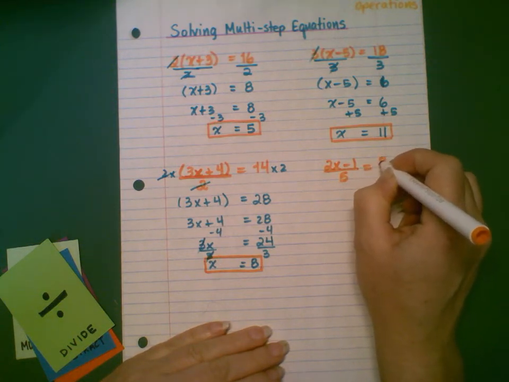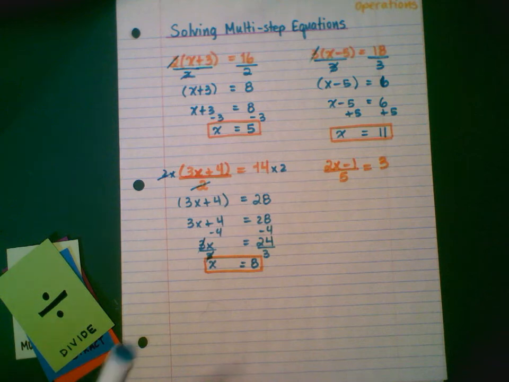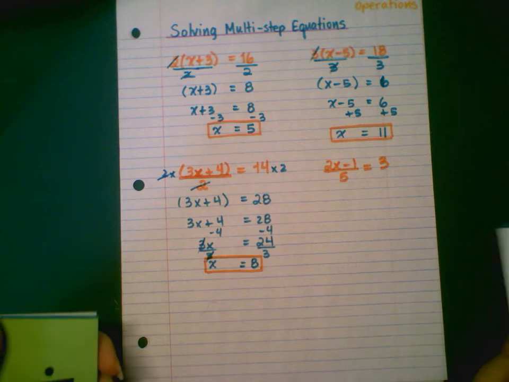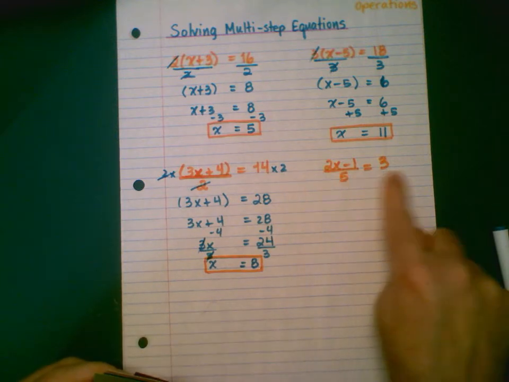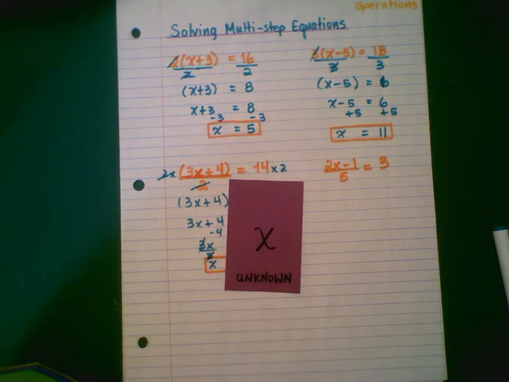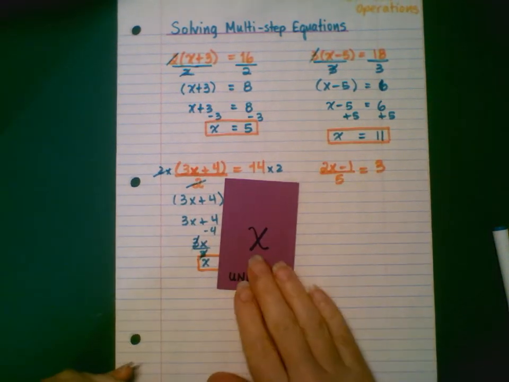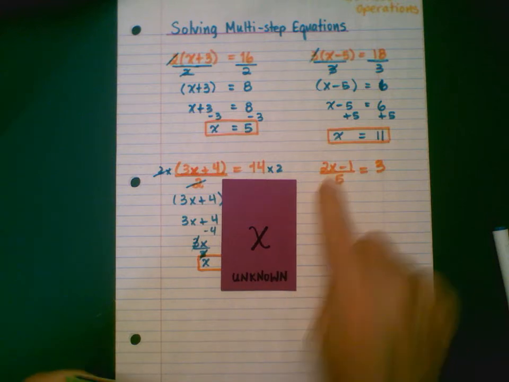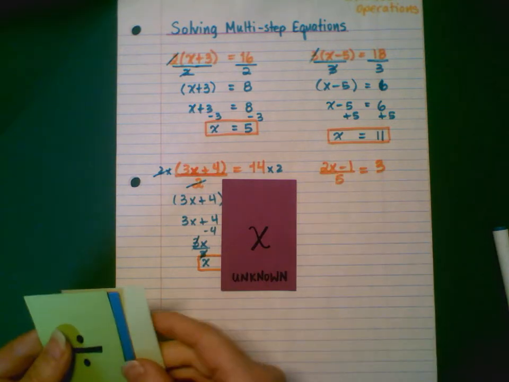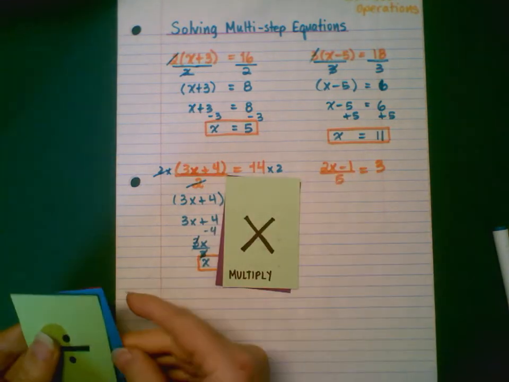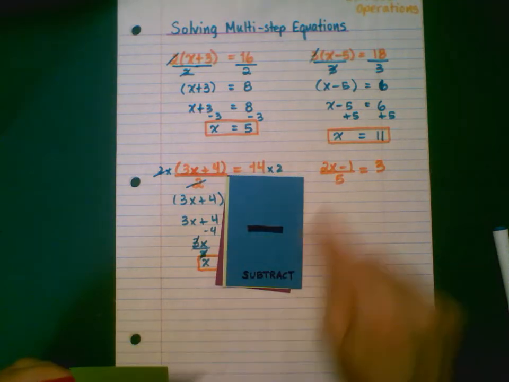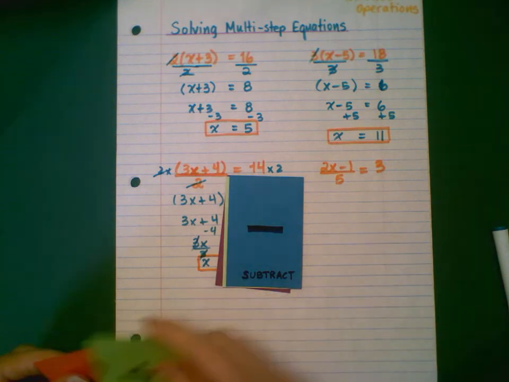2x minus 1 all over 5 equals 3. Again, scan across, one variable in the problem. I'll show you in another video how to deal with it if you've got more than one variable showing up. But in this one, we're just interested in one variable with multi-steps. Okay, so my variable's there. It's been multiplied by 2. It has had 1 subtracted from it. Then all of that has been divided by 5.